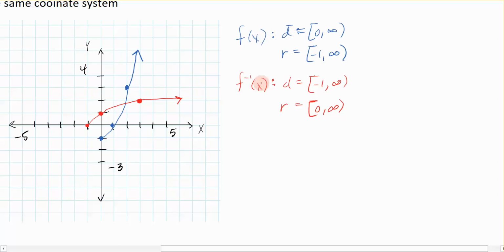And notice that the domain of the function is the range of the inverse, and the domain of the inverse is the range of the function, which is exactly what we said at the very beginning of all of these videos when we talked about characteristics of an inverse function.